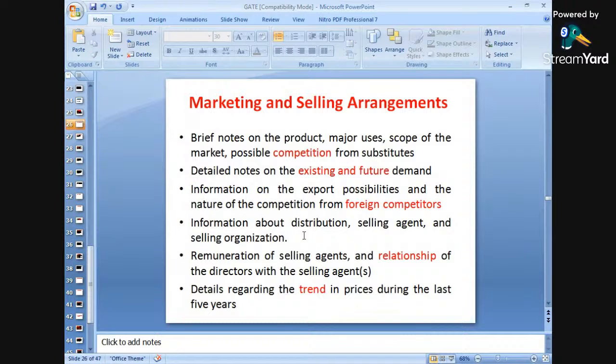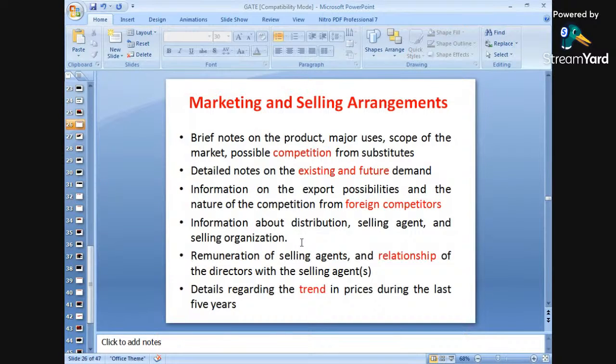Next is information on the export possibilities and the nature of the competition from the foreign competitors. Information about distribution, selling agents, and the selling organizations will also be considered. Information regarding from where we will purchase and where we will sell. Selling agents and the selling organizations, okay? Next is remunerations of the selling agents and relationships of the directors with the selling agents. What should be the relationship between the various directors of the selling agents?